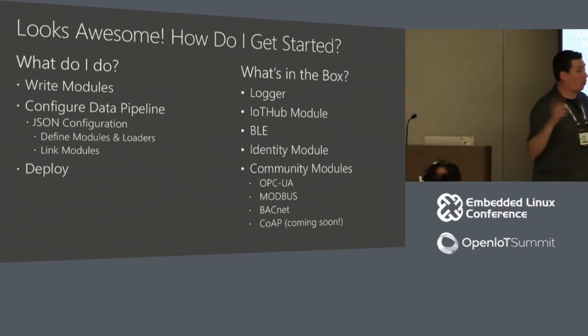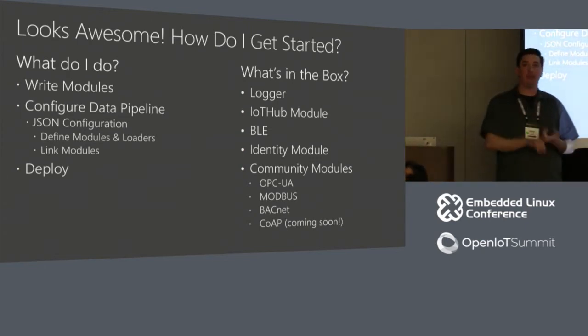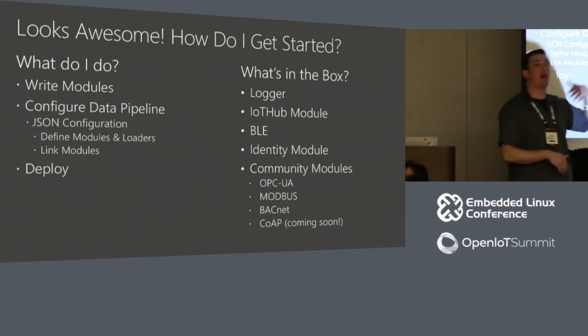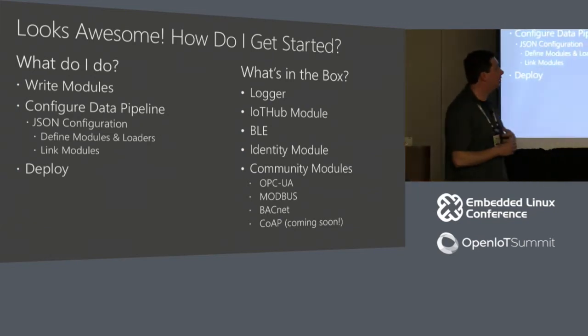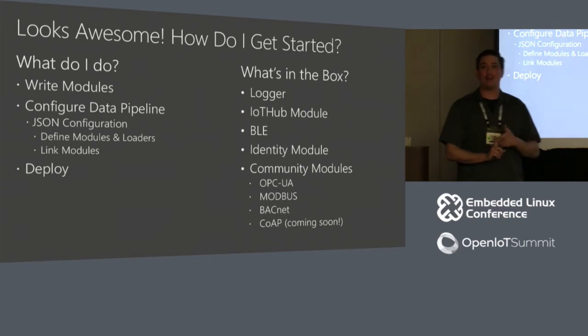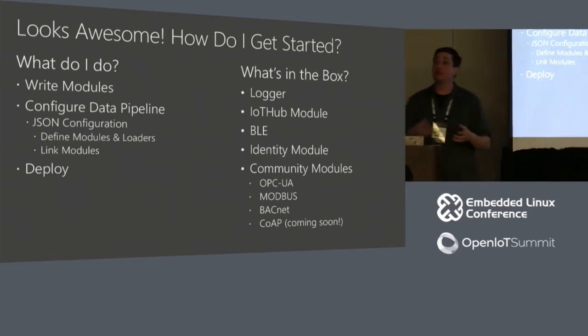So as I mentioned before, what's in the box? What are we shipping right now? Well, we're shipping a logger that'll help you do local file logging. We're shipping the IoT Hub module that allows us to interoperate with IoT Hub, our PaaS service in Azure. We have a Bluetooth low energy module that'll allow you to do some quick start setups, particularly in the Bluetooth space.